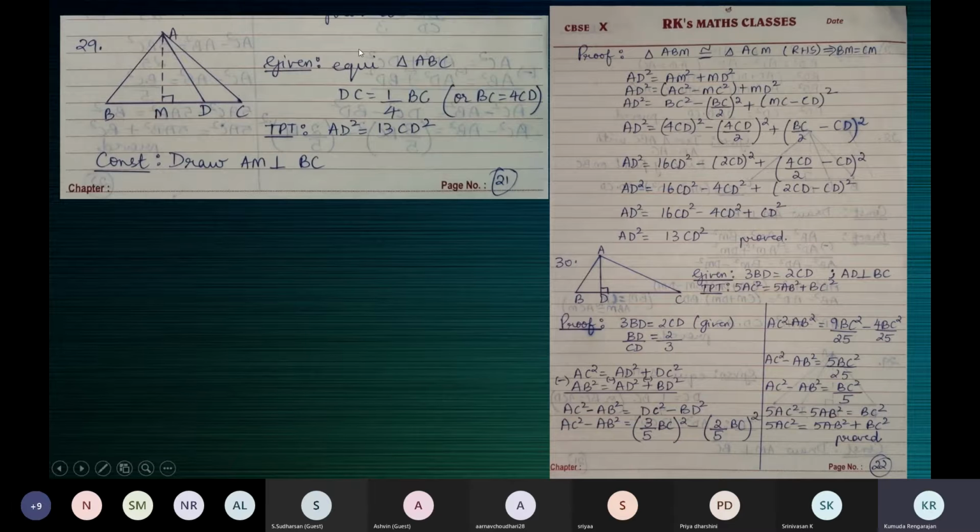And if you have MC in the result, it's BC by 2, and BC is 4CD. So 4CD by 2. So if you have MC also, it's fine, because it's half of BC, and BC is 4CD.